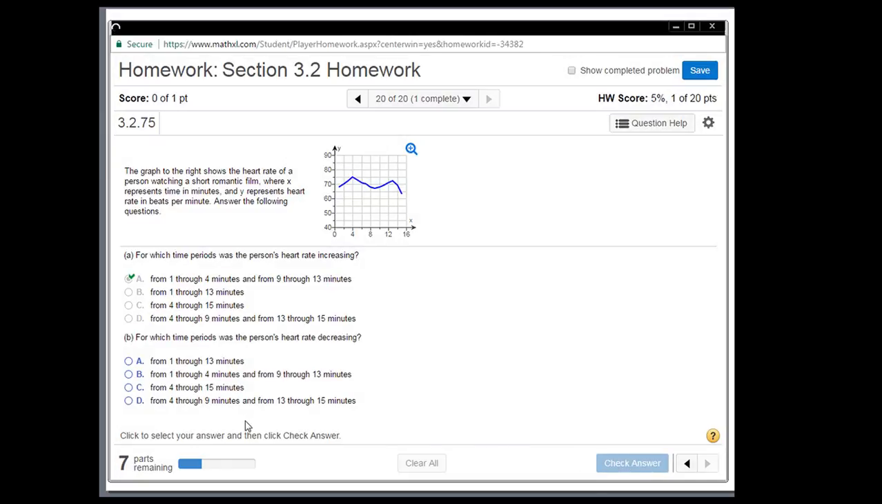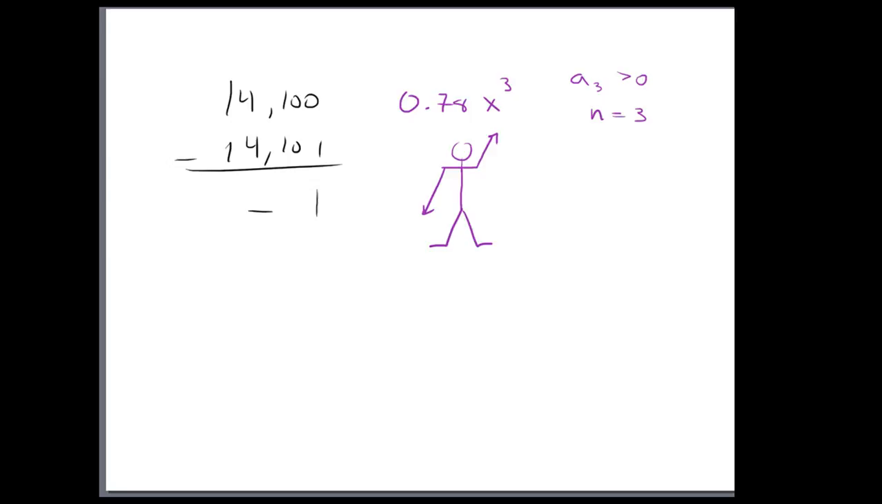Next part. For which time periods was it decreasing? 4 to 9 and then 13 to 16. So 4 through 9 and 13 through 15. Pardon me, not 16. And these are the gaps, right? So 1 through 4, 9 through 13.